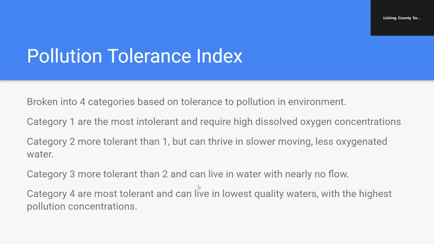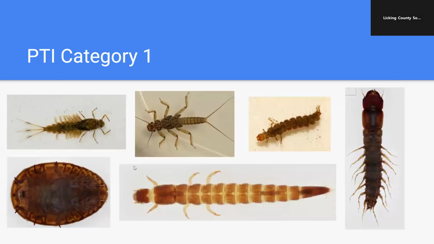So that's kind of how these categories break down, and some things you might want to think about when you're sampling. Here's some examples of those category 1 organisms. You've got your mayfly, your stonefly, caddisflies, hellgrammites, water pennies. These are all high quality or high water quality species or organisms. You can see on the mayfly, it's got all these gills on the side, so it requires a lot of oxygen.